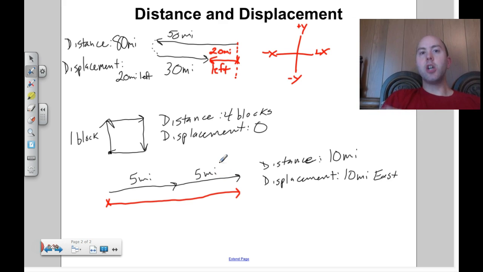Again, distance, total journey. Displacement, you only care about how far you are from the very beginning to the very end and in what direction that is.